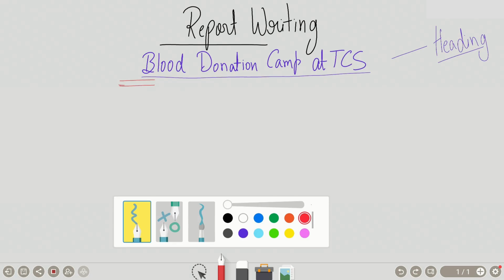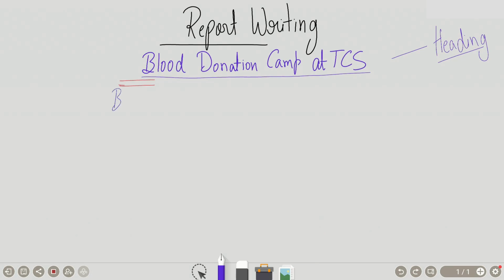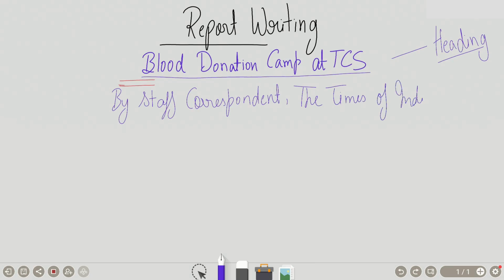Then you will write down by staff correspondent and the name of the organization, the Times of India. Right? This should also be in the middle alignment. Then how will you start writing the report?